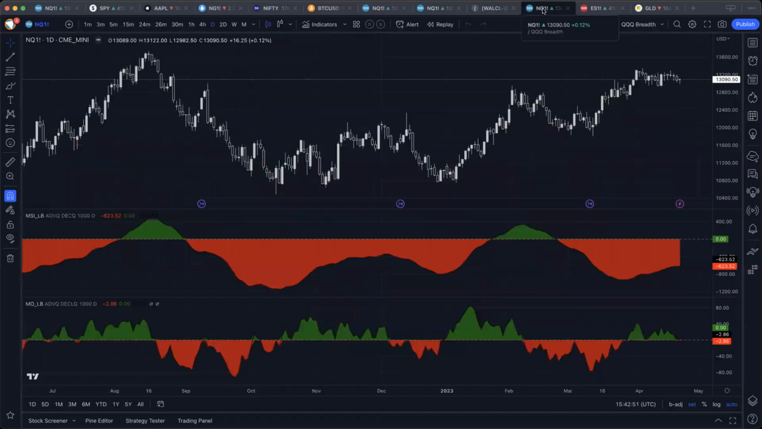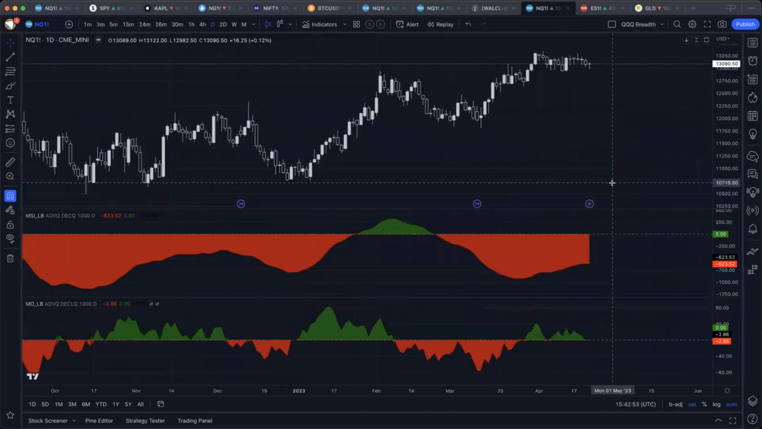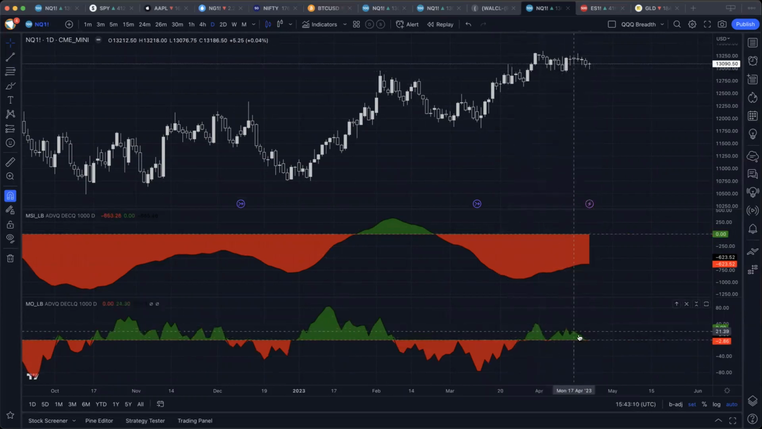Okay, let's take a look at breadth. Breadth is also pretty interesting and very important. So we're showing here the McClellan Summation Index, which started rolling over slightly. You can see here the slight rollover, which confirms the slight price decline that we got. And the McClellan Oscillator is back down to 0.